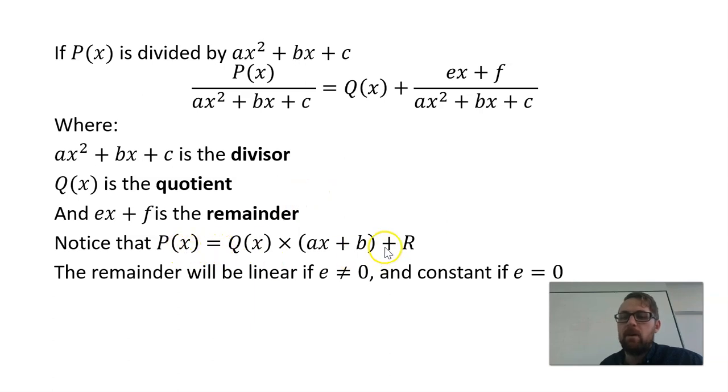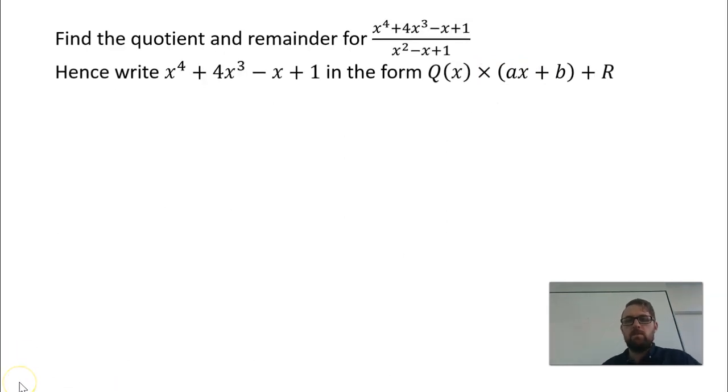And we can do the same thing by moving the P of x around. The remainder will be linear if E does not equal 0, and constant if E equals 0. So if E equals 0, you're just going to be left with a constant term. But that's pretty much the same as what we've done. So let's jump straight in.